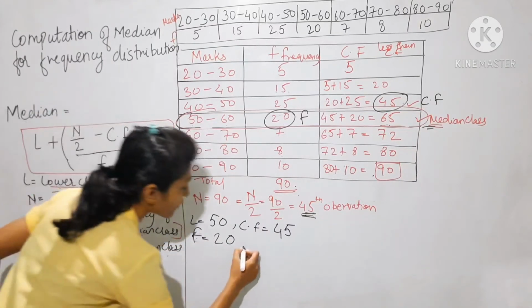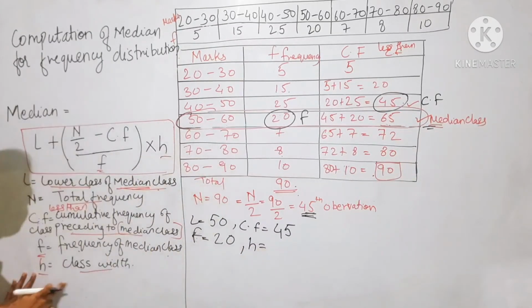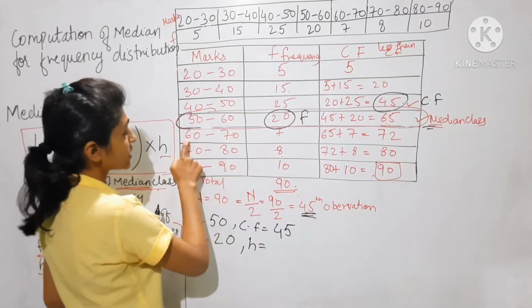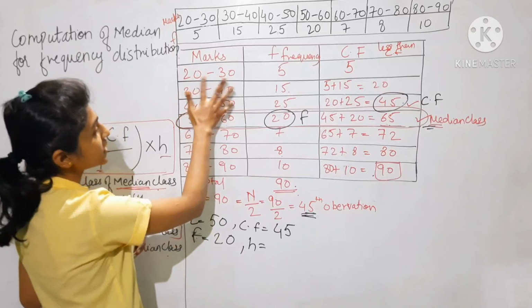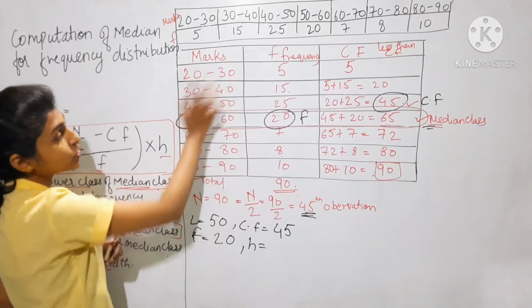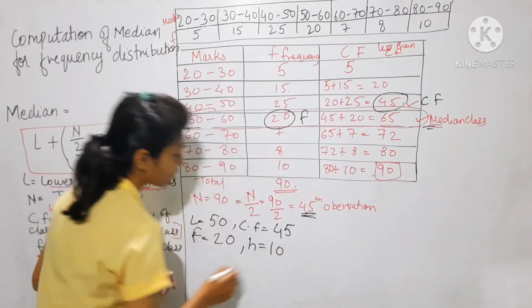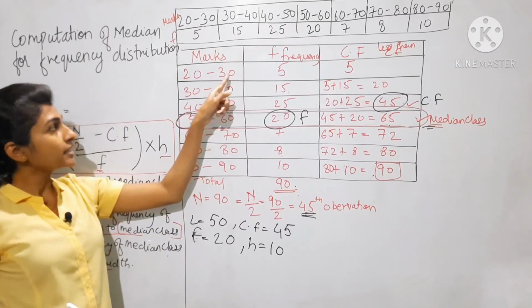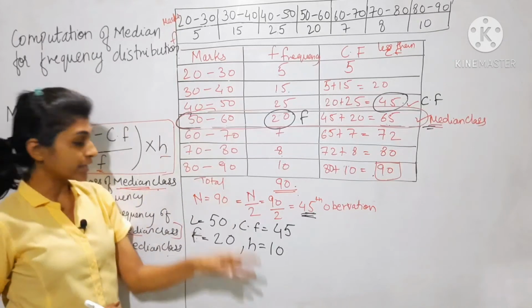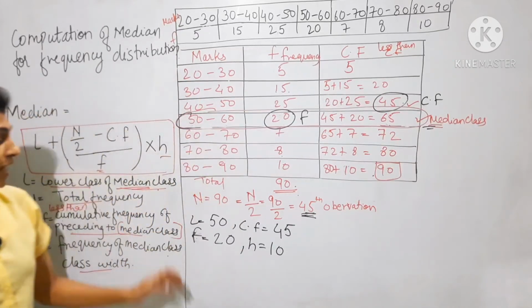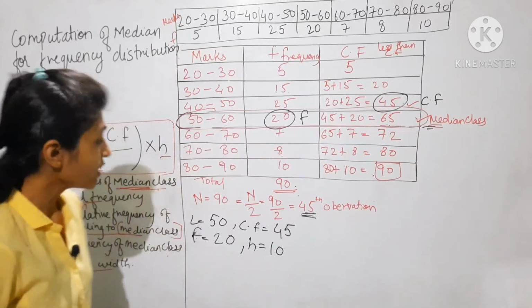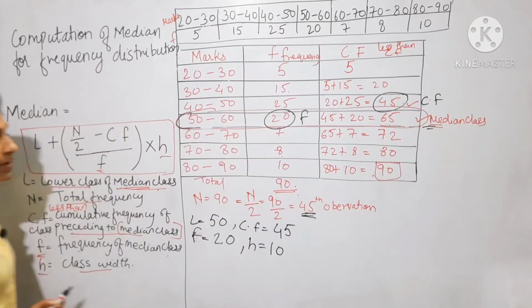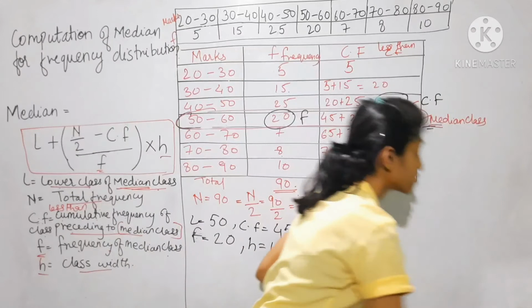Next we have to find H. H is class width, which means the height of this class, like 60 to 70, whatever. What is the difference between 20 to 30? The number 10 is there. To find class width, upper limit 30 minus lower limit 20, we get 10. So 10 is the height. Now put all these values as per the formula and find the median.